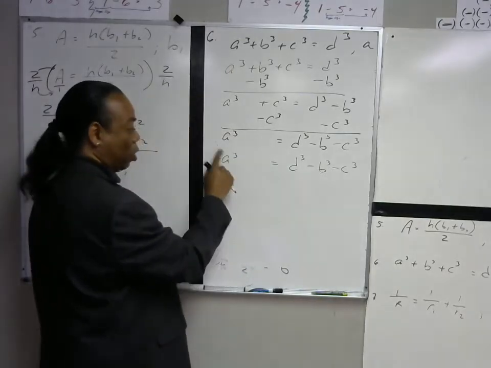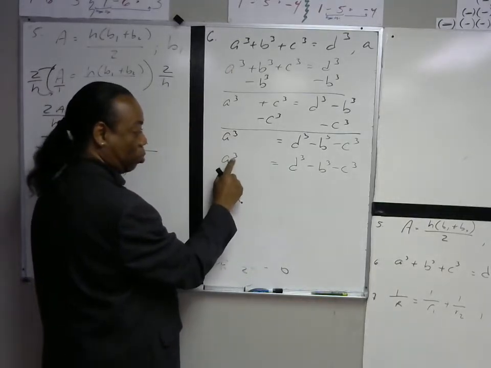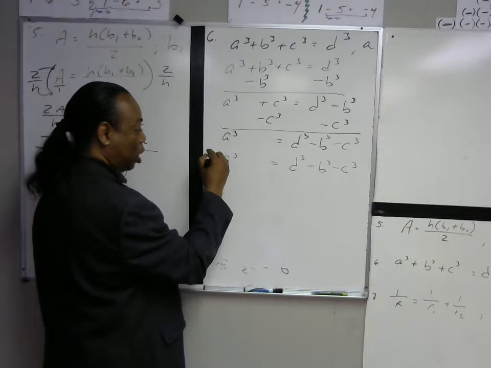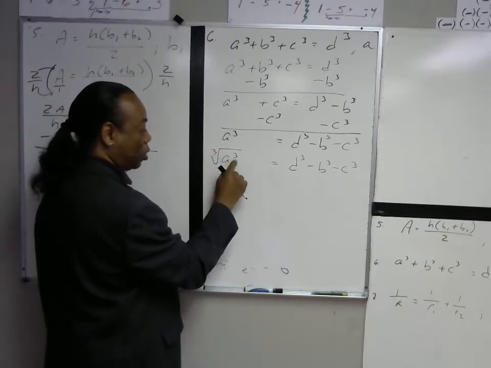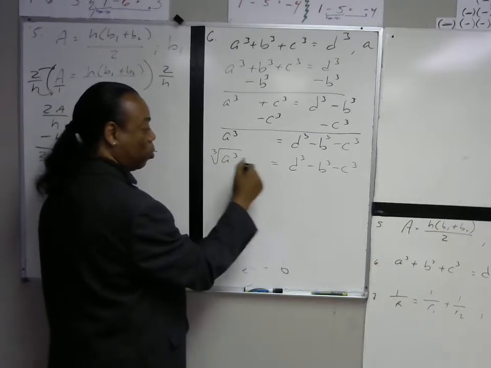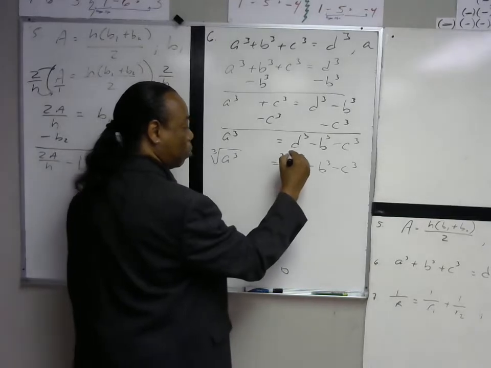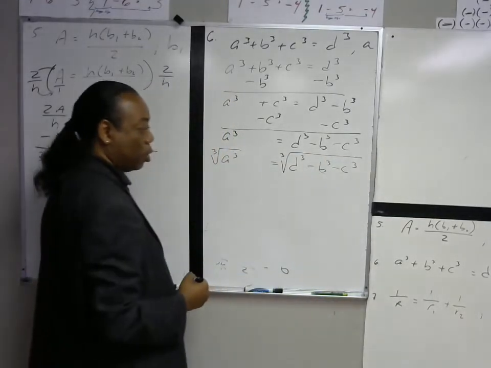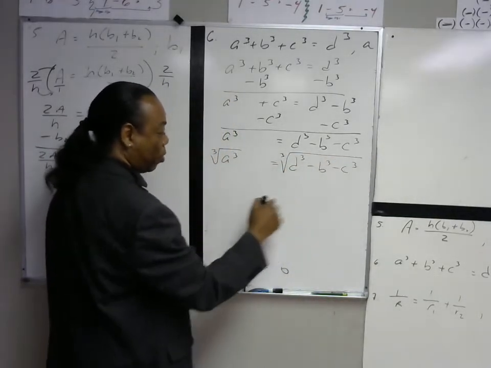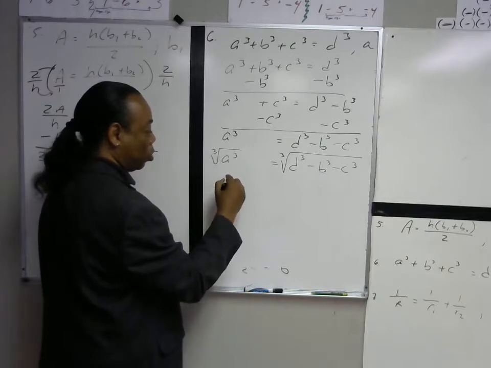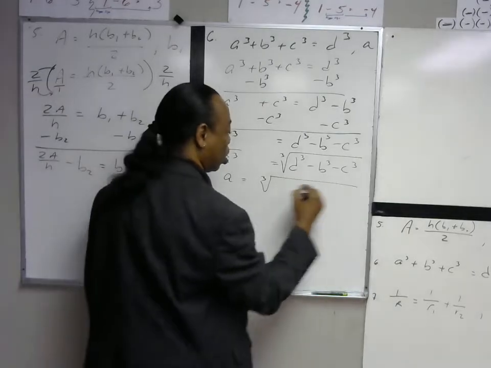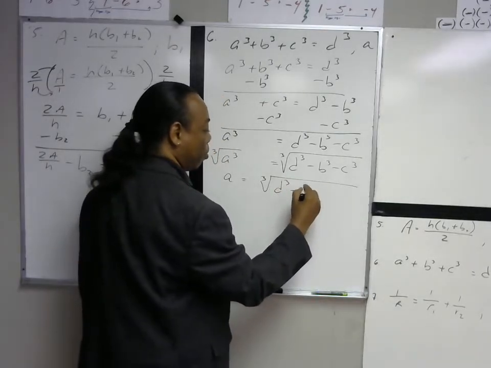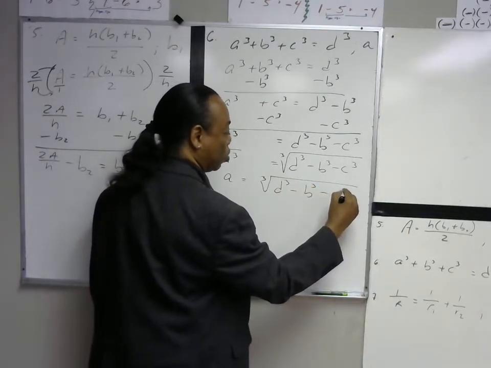Okay, the way that we get rid of a cube or power is by using a root, the cube root. So the cube root here cancels out with the third power there. So what we do on one side, we do on the other. So these two cancel, and we end up with A, and we have the cube root of D to the third power minus B to the third power minus C to the third power.